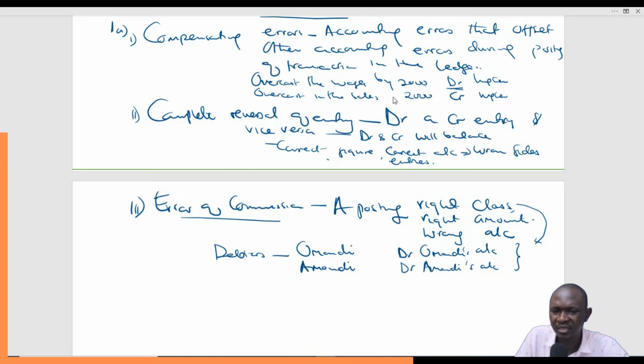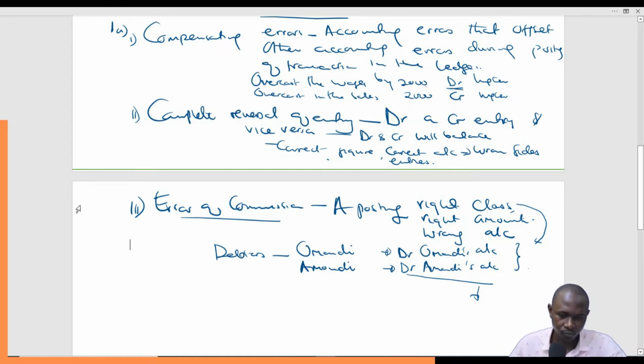Wrong account: instead of debiting Omondi, for example, you have debited Amondi. And this shows that it's Amondi who owes the company and not Omondi. So that's where the error comes in. So, error of commission: you've captured the right class, you've captured the right amount, but the wrong account.